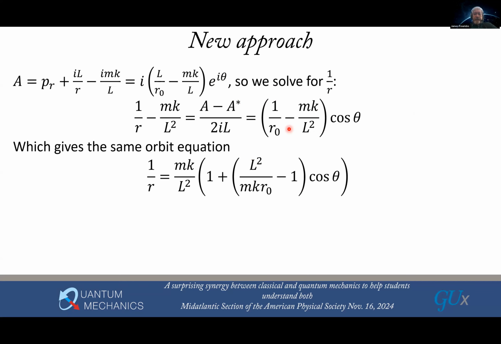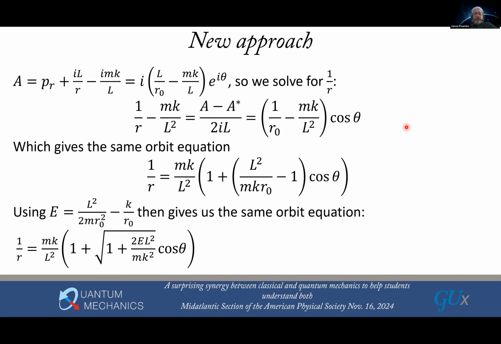Now, you might say, well, this doesn't look like the coefficient you had before. Well, you can fix that by using the energy as L squared over 2m R0 squared minus K over R0. And you can show then that this coefficient is actually equal to the square root of 1 plus 2EL squared over MK squared. And so it gives the exact same orbit equation. But it is a much, much simpler derivation. The most complicated differential equation I have to solve is A dot is equal to plus or minus I theta dot A. And the solving for R is really simple. It's just a linear equation I have to solve to get 1 over R.